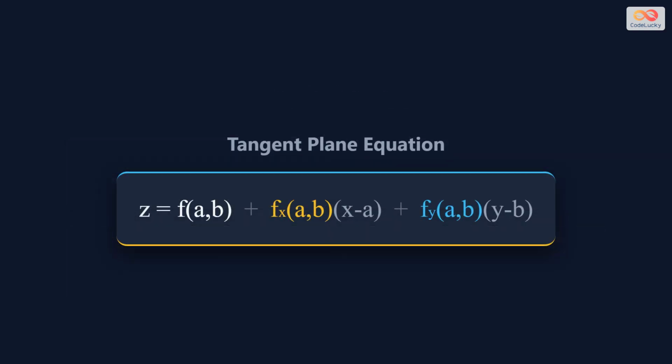Putting it all together, we get this beautiful formula. Z equals the starting height plus the change due to moving in the x direction plus the change due to moving in the y direction. This is the equation of the tangent plane.